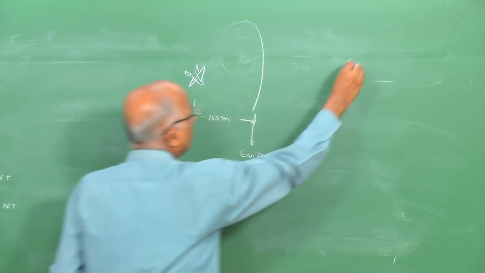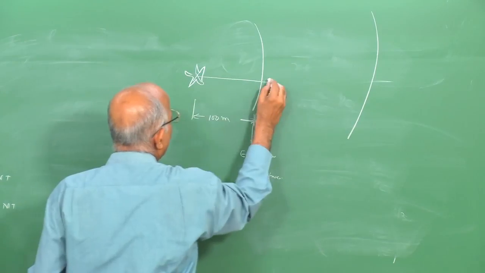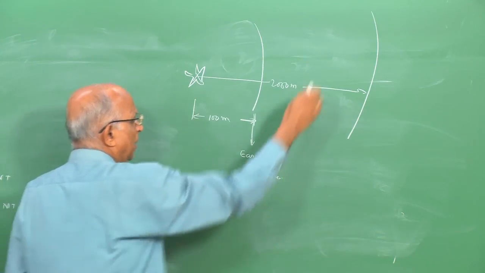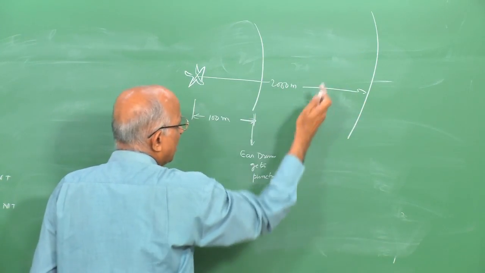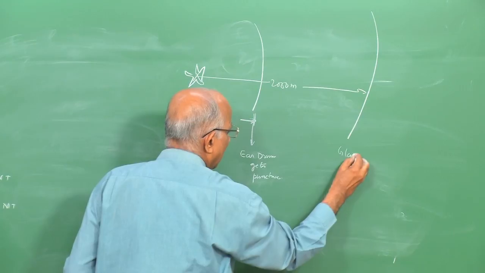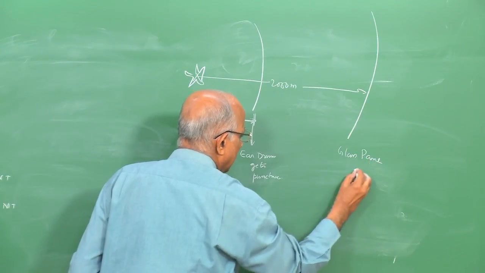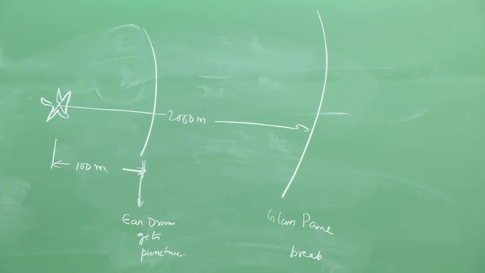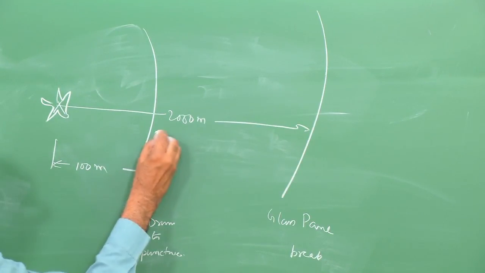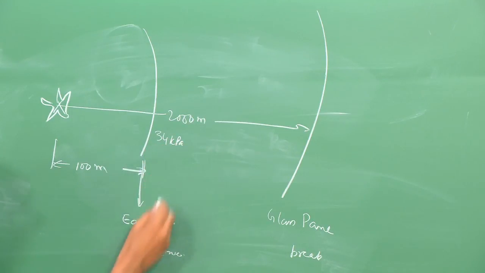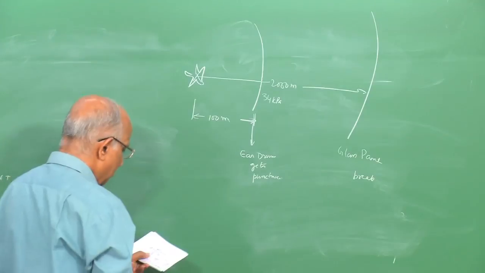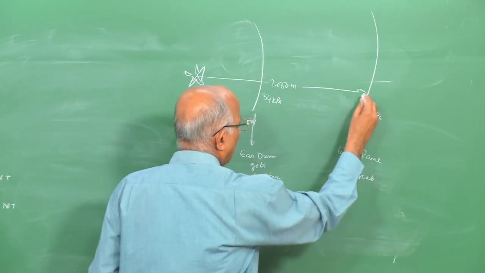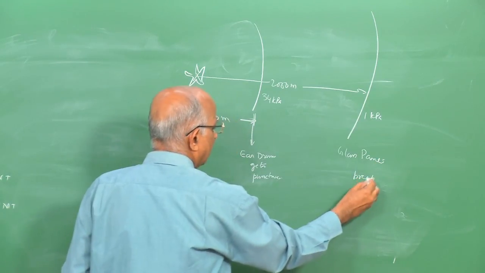Maybe at another distance, let us say 2000 meters away, quite far away, the buildings are all damaged, the glass windows or glass panes of the buildings break. We had told earlier while studying blast waves that 34 kPa overpressure causes the eardrum to rupture, and something like 700 Pascal or 1 kPa causes the glass panes to rupture or break.